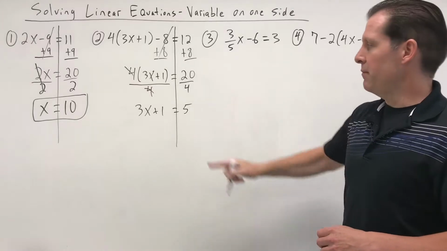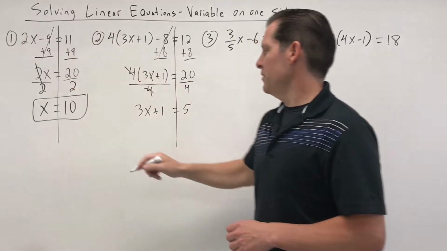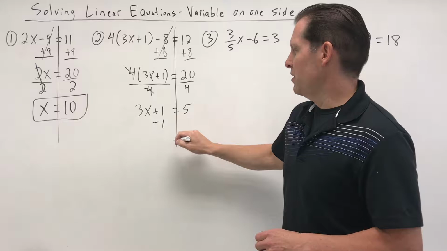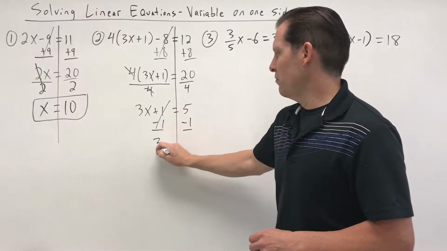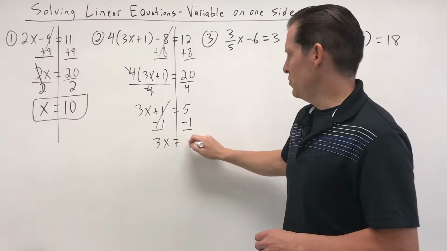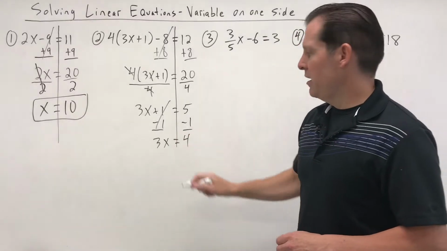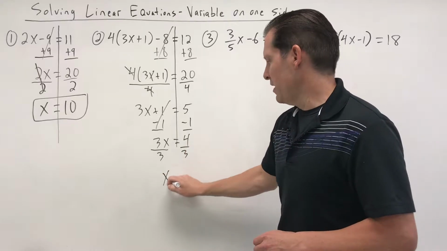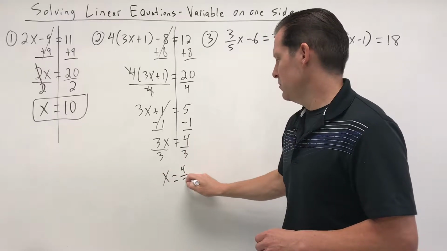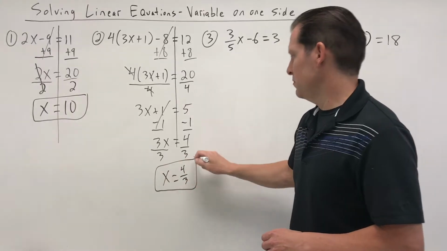Now I'm down to a two-step, just like I was right over here. So I'm going to do the inverse: I'm going to subtract 1. So 3x is equal to 4. And then, of course, do the inverse, so I'm going to divide by 3. So x is equal to 4/3.